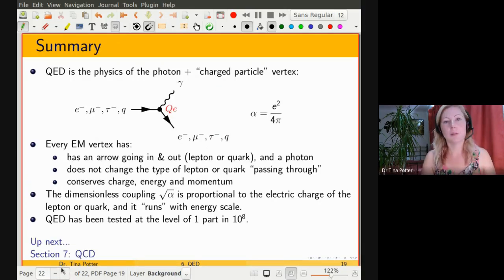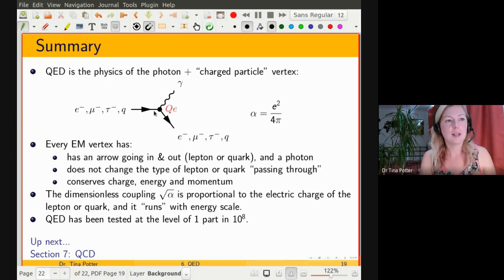Okay, so here's the summary of QED. You should be quite familiar with it anyway, but we have charged particles interacting with photons. Photons only interact with the charged particles here. And this coupling constant is alpha. You can relate it to the fine structure constant. The coupling of the photon to these charged particles is proportional to the charge.